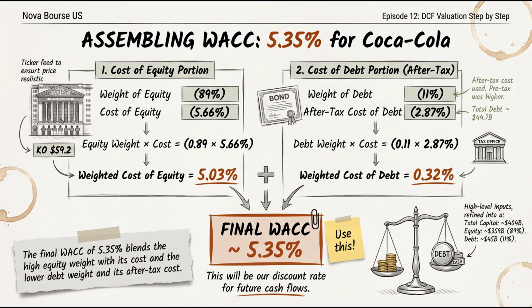To assemble the final WACC, we blend these costs based on their share of total capital. With a market cap of $359 billion and debt of $44.7 billion, equity makes up 89% of the capital structure, and debt makes up 11%. We take 89% of our 5.66% cost of equity, plus 11% of our 2.87% after-tax cost of debt. Adding those together, we get a WACC of approximately 5.35%. This is the discount rate we will use to bring those future cash flows back to the present.